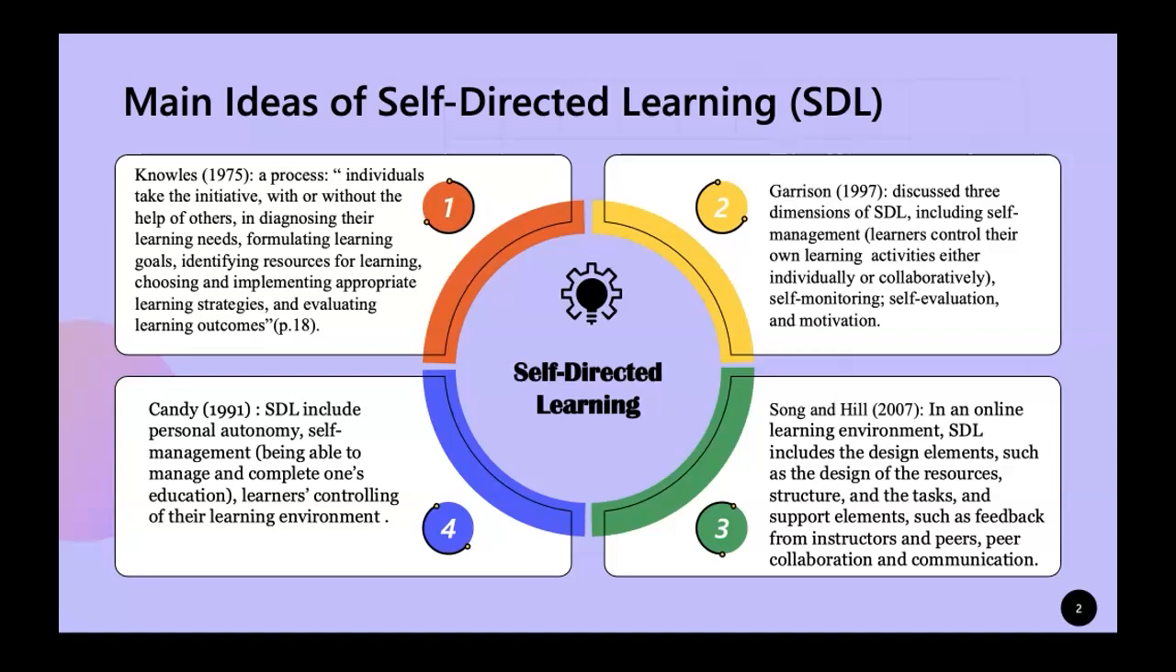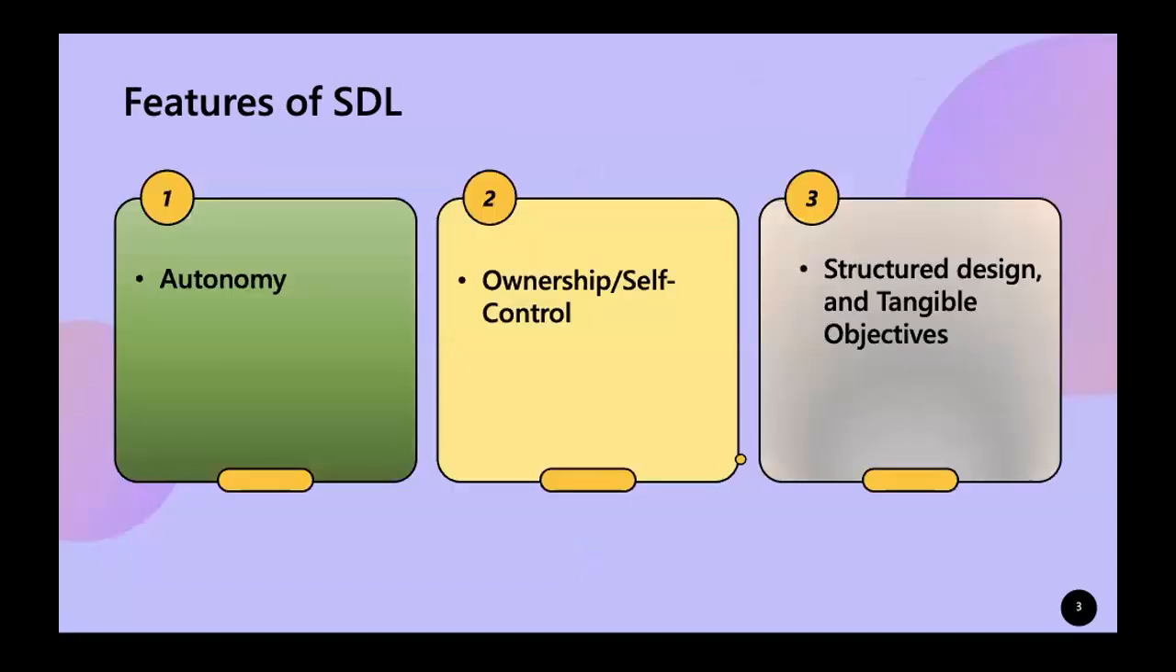In an online environment, self-directed learning includes the design elements such as the design of the resources, structure and the tasks, and the supporting elements such as the feedback from instructors and peers, peer collaboration, and communication. In this project, I will focus on three major features of self-directed learning, including autonomy, ownership, self-control, and tangible objectives, and how they were implemented in my online courses.